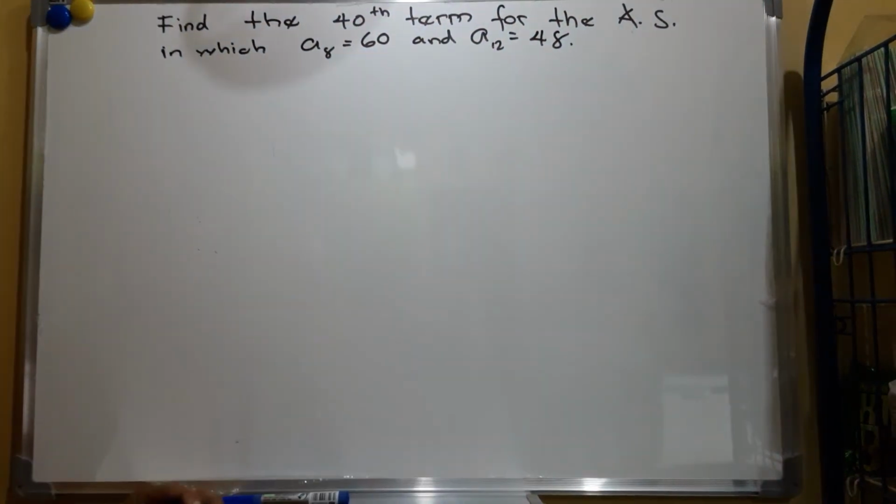So find the 40th term for the arithmetic sequence in which a sub 8 is 60 and a sub 12 is 48. So first of all, what we are going to do is plan. It depends on you what approach to take. You can use systems of linear equations or you can solve it differently. As I am always telling you, there are many solutions.